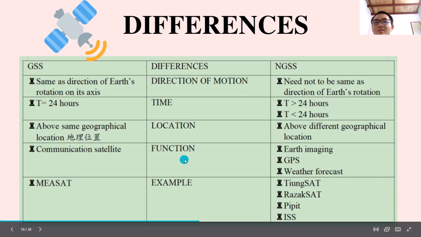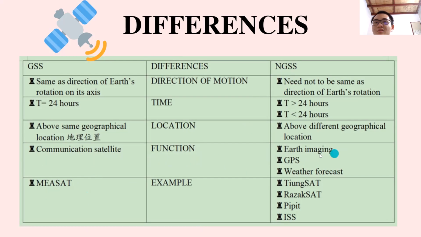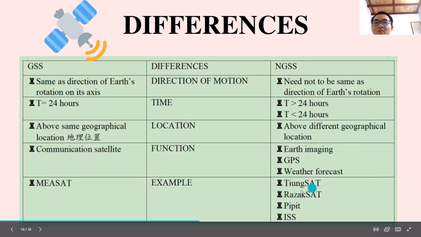For NGSS, it can function as Earth imaging. It can move faster and take many pictures of Earth. And GPS is the global positioning system. It also needs to be in different geographical locations so it can have an overall view of the Earth. And weather forecast satellites are in different geographical locations so you can have weather information for many places. Examples are Tiungsat, RazakSAT, and ISS.